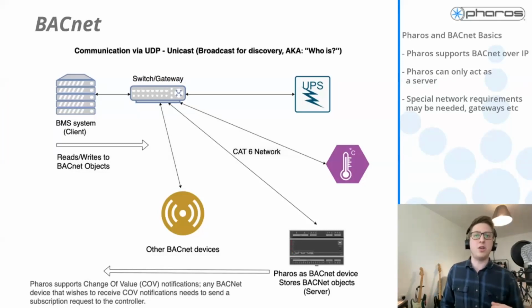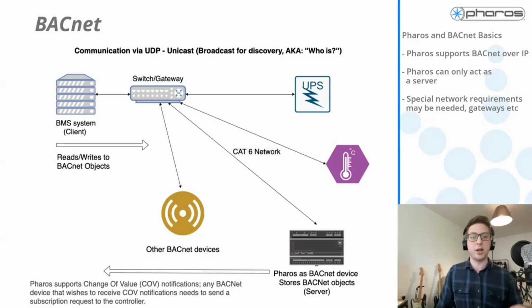So again, you have this client-server relationship, because BACnet is done over Cat6, it's done over a computer network. Same terminology as we've used before. The BMS system in this scenario is the client. It's the one that reads and writes objects to Pharos. Pharos obviously acts as the server device.